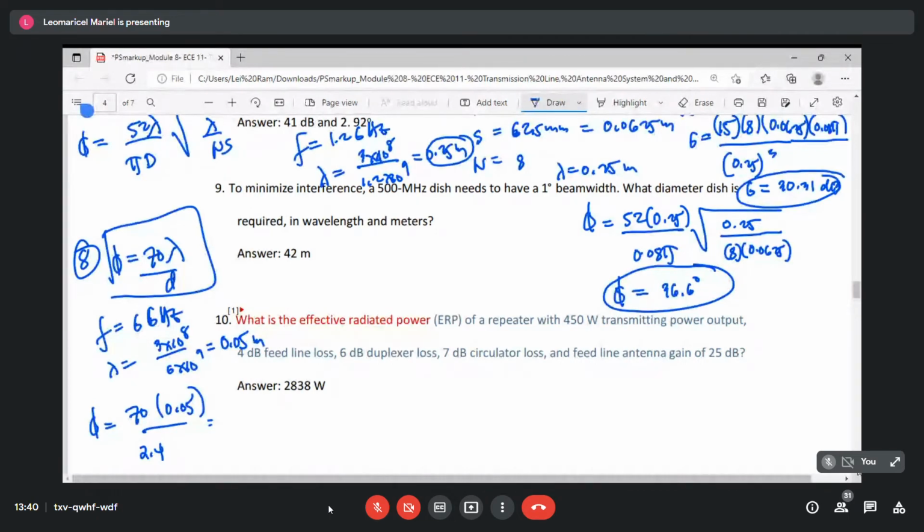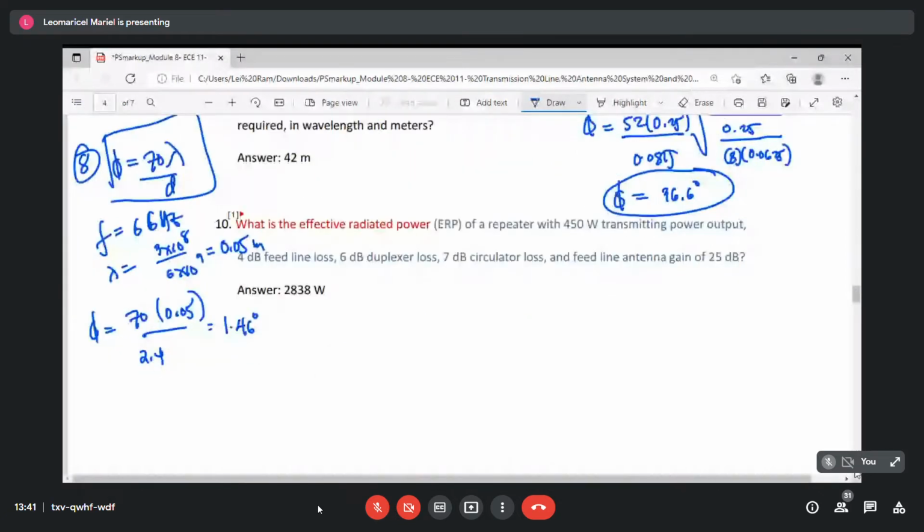How many? 1.46 degrees. 46, po. Now, what it says here is, calculate the beam width between two nulls. It says between nulls. When it says between nulls, what you are looking for is not the beam width alone. So the beam width between two nulls will be equal to 2 times the beam width.